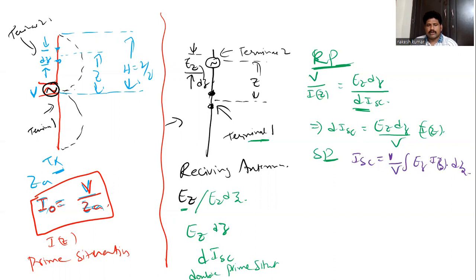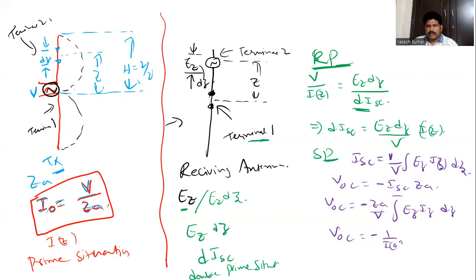According to Thevenin's theorem, the open circuit voltage at the antenna terminal is given as VOC is equal to minus I_SC into ZA. Therefore, VOC is equal to minus 1 by I naught into the integration of E(z) I(z) dz. The negative sign in this equation represents the conventional current polarities.